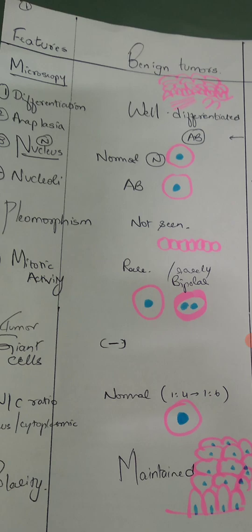Most benign tumors are well differentiated. Now what does it mean? It means we can distinguish the connective tissue from the epithelium, from smooth muscle or bony tissue, meaning the cell of origin is well defined. So that is called well differentiated.